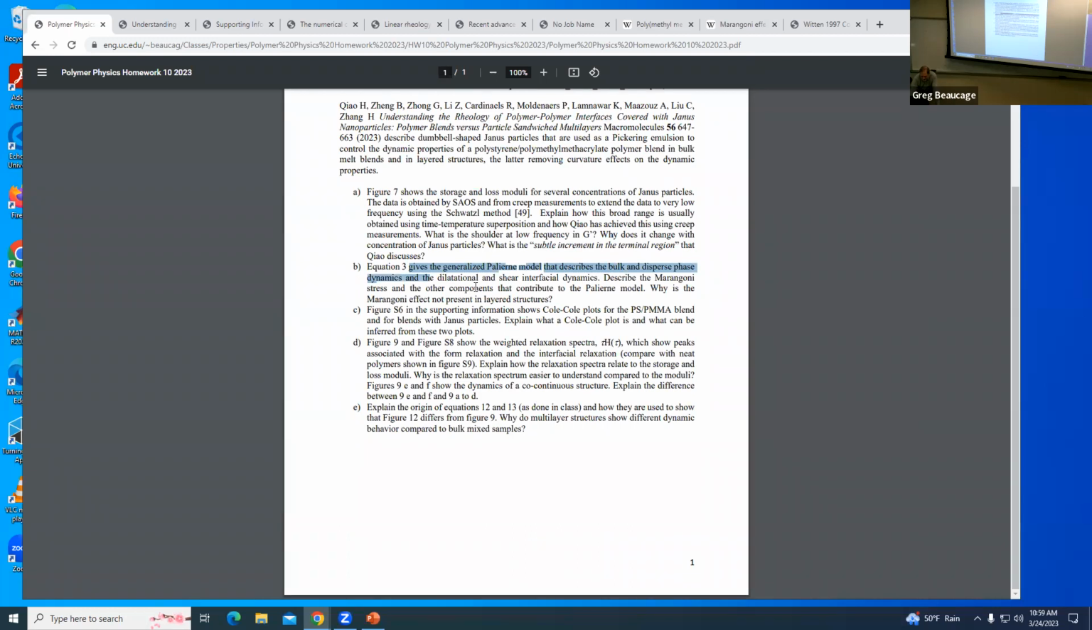Polymer model that describes the bulk and disperse phase dynamics. So that's the fitting function to get the shear at the interface and the interfacial tension from the dynamic modulus measurement. Describe what a Marangoni stress is, which you might have said here, and then other components. There's other parts like the Polymer model. He describes it pretty well, better than the Polymer paper. There are two Polymer papers up there.